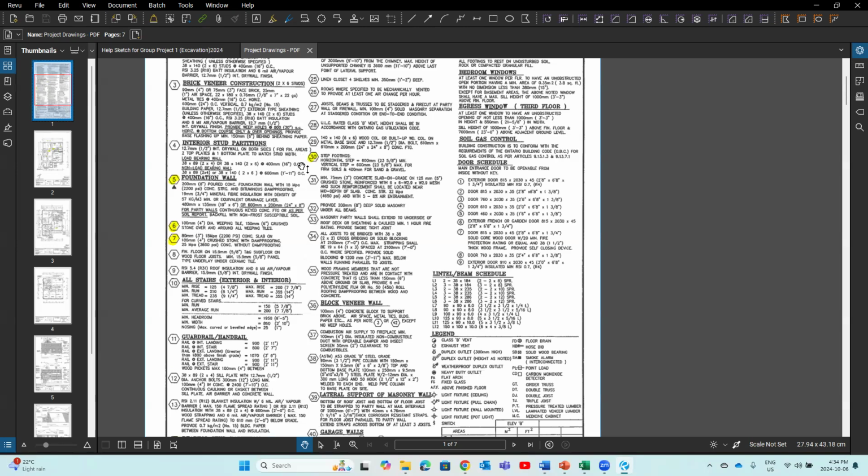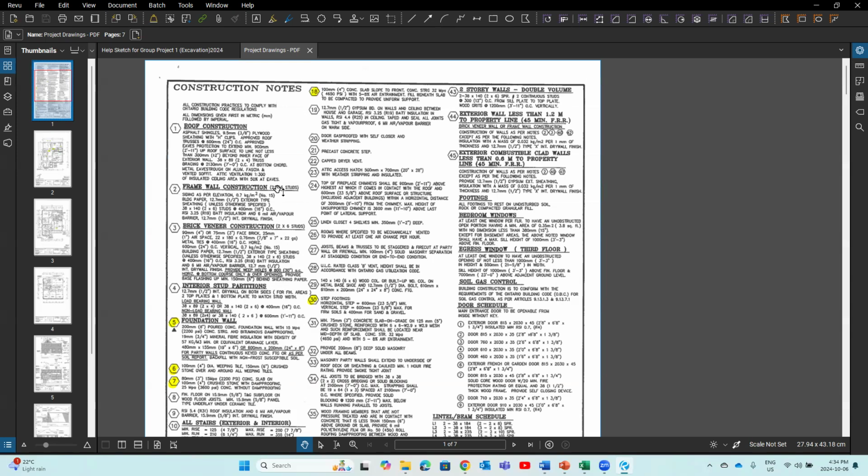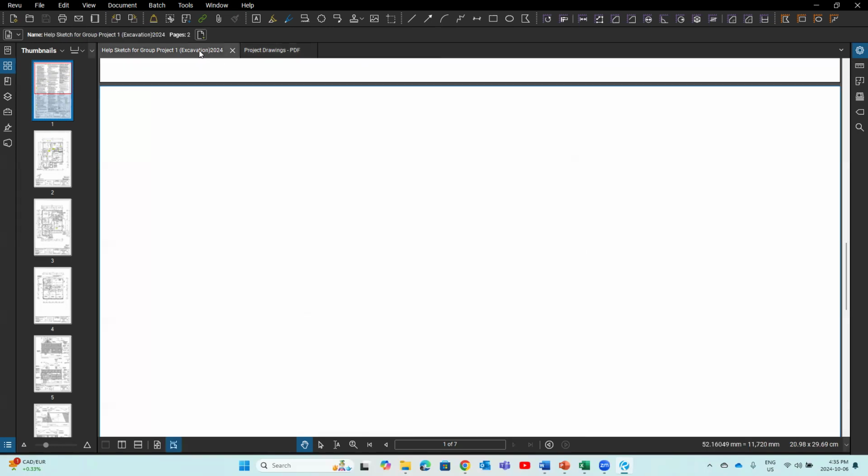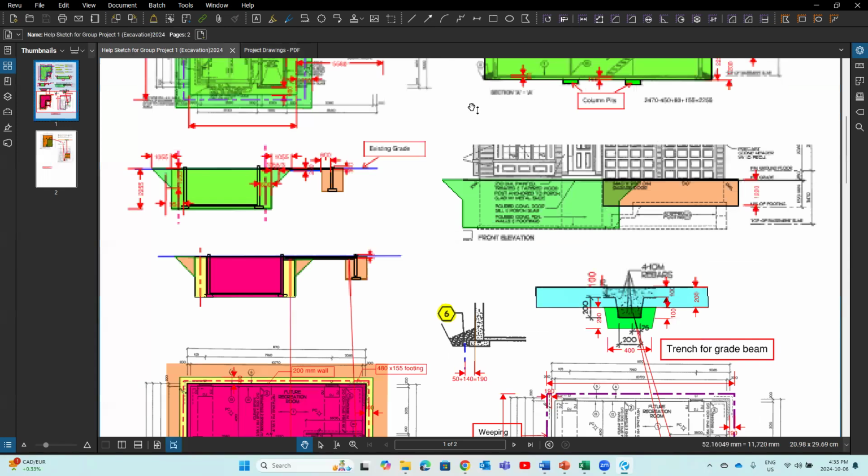For example, those notes which are highlighted are related to the excavation work. Also, you need to highlight the information you need. For example, here you see.